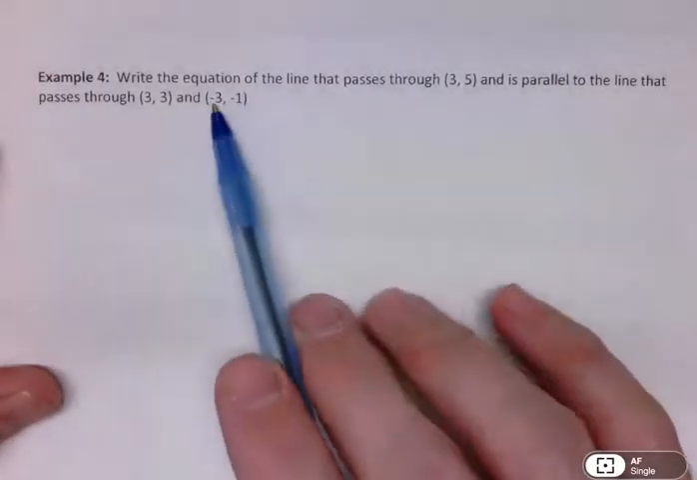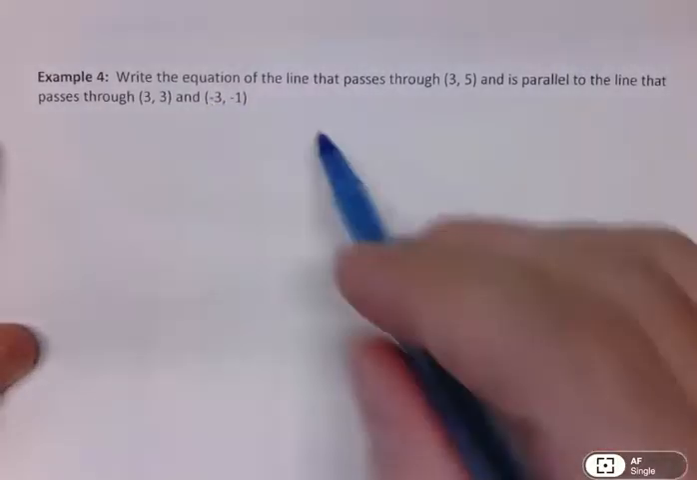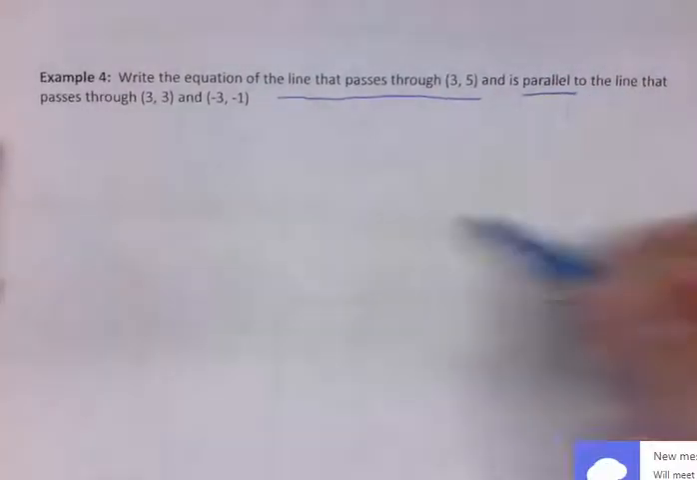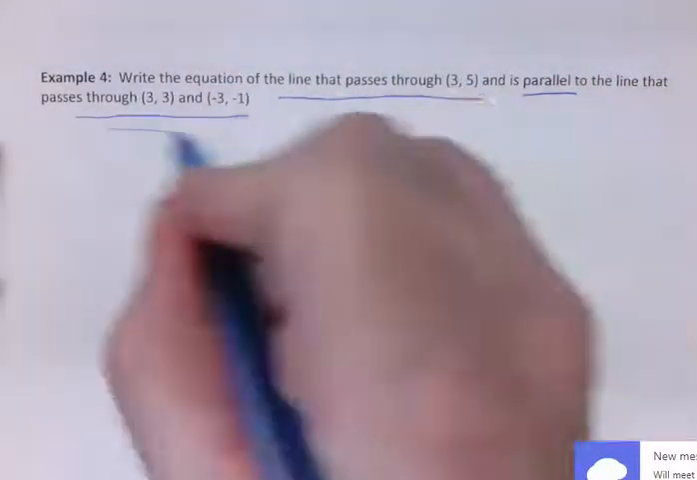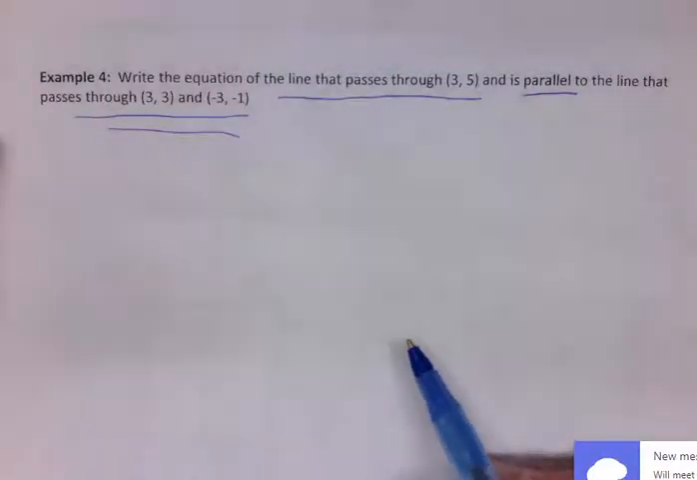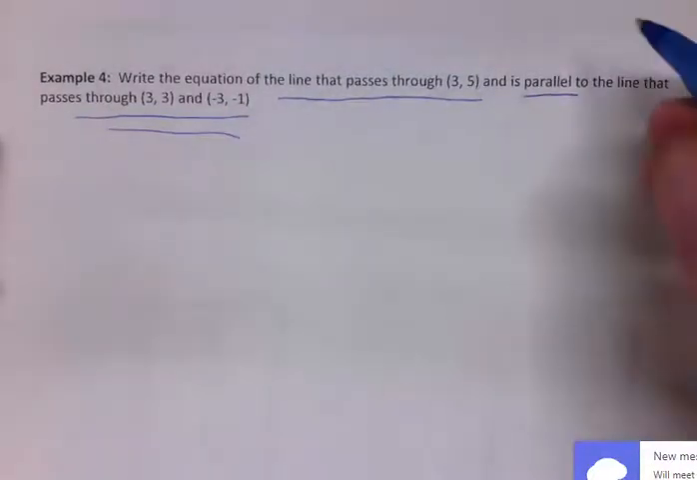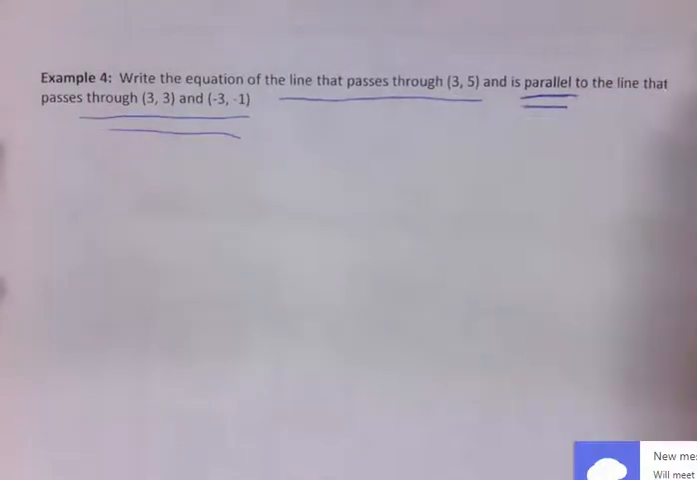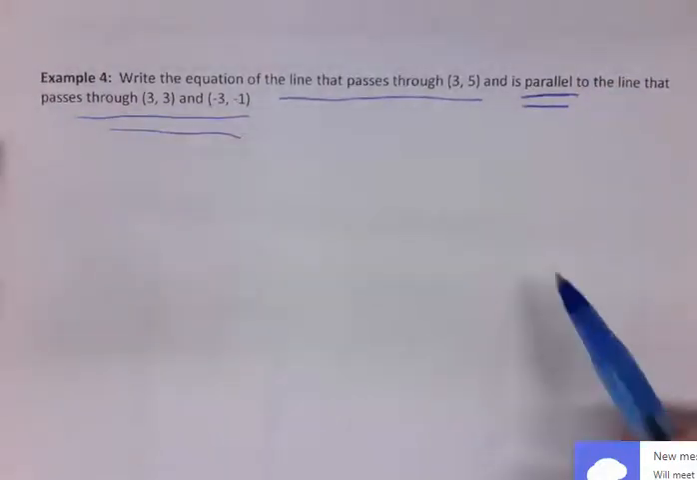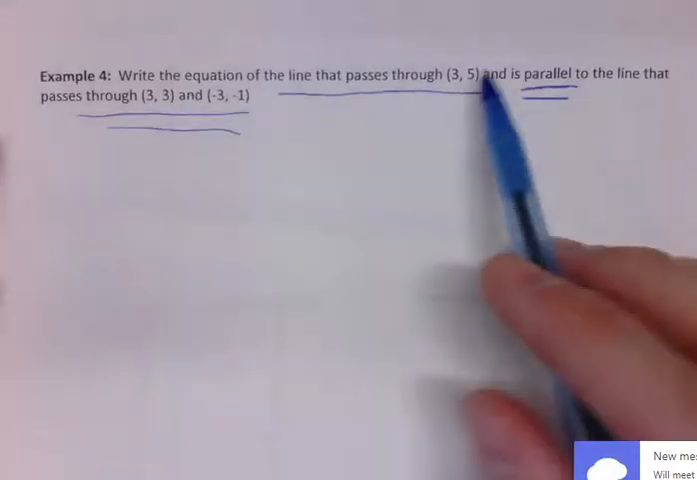So we didn't get to this one. This is on the first page. We need to write the equation of a line that passes through this point and is parallel to the line that has those points. Neither of these seems to give us the actual equation of the line, but that's okay. All we need to realize is if we're dealing with parallel lines, they must have the same slope. So your focus should be on finding the slope and then using this point.